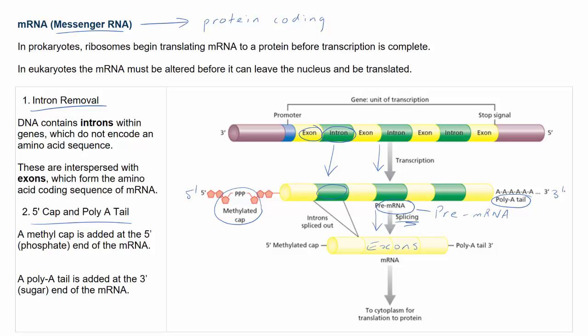What you end up with is an mRNA molecule which has a 5' methylated cap and a poly-A tail at the 3' end of the mRNA. It only contains exons, which are sections that will be coding amino acids. It's removed the introns, and then it can move out into the cytoplasm for the next step in protein synthesis, which is translation.